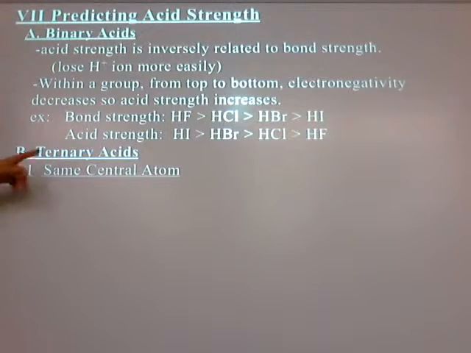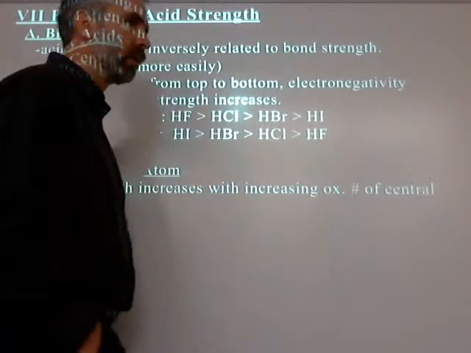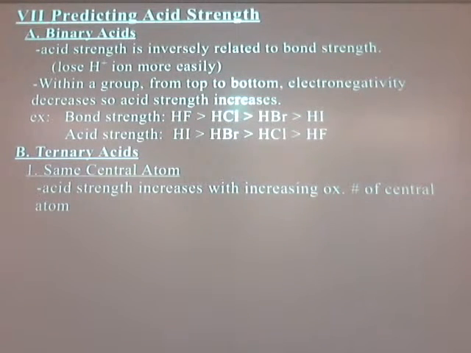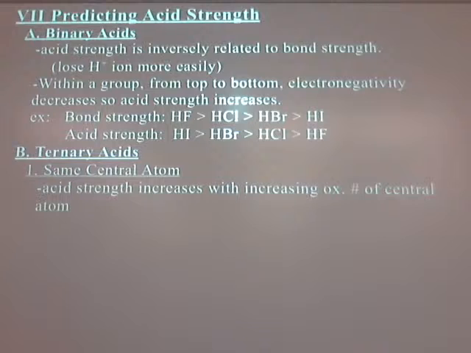If they have the same central atom, the basic rule says that the acid strength is going to increase with the increasing oxidation number. The higher the oxidation number, that means the charge of the central atom. Oxidation number is just a charge. That's the better acid. So let's take a look at why. I'm going to show you up here what it looks like.